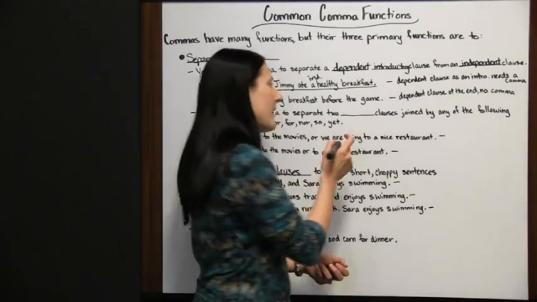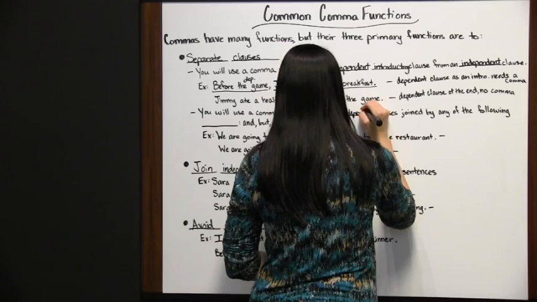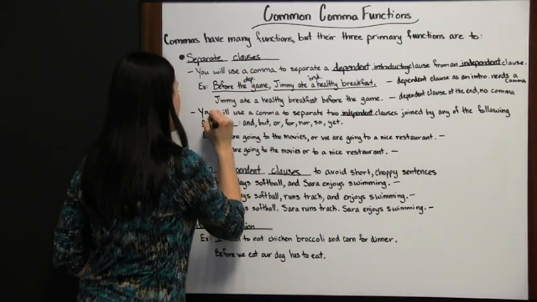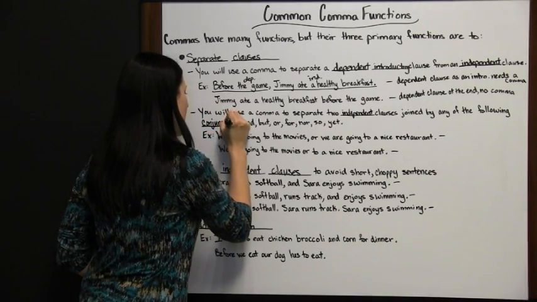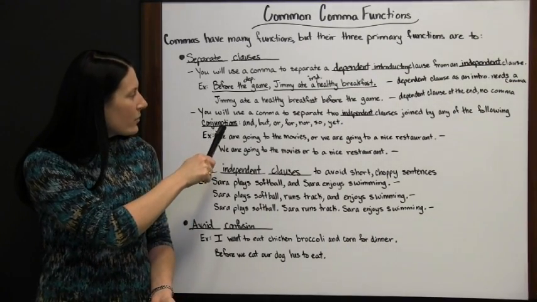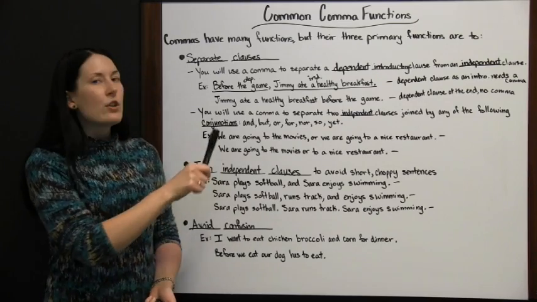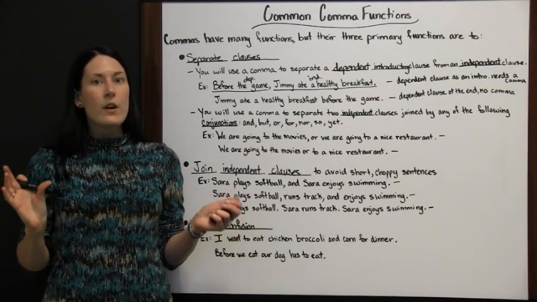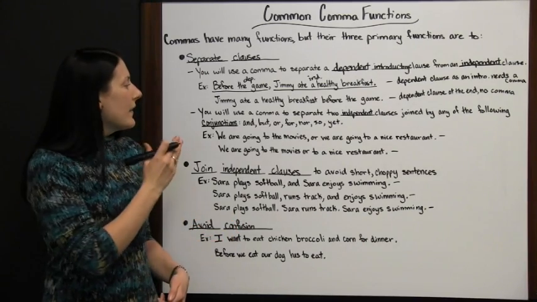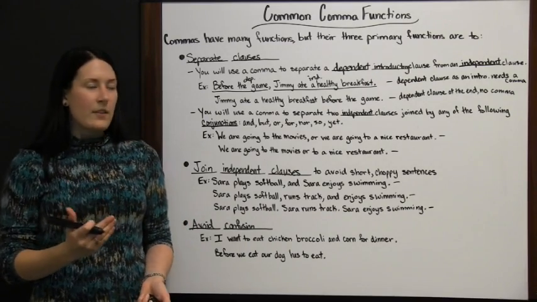You will use a comma to separate two independent clauses joined by any of the following conjunctions. And a conjunction is basically a connector word. And, but, or, for, nor, so, and yet are common conjunctions. If you have two independent clauses, that means two phrases in a sentence that could stand as a sentence on their own, and they're connected by one of these conjunctions, then you will need a comma to separate those two.